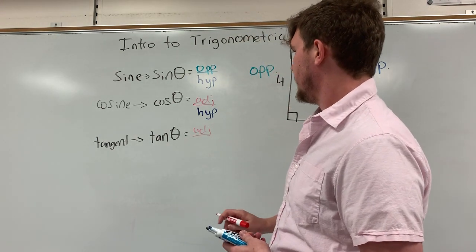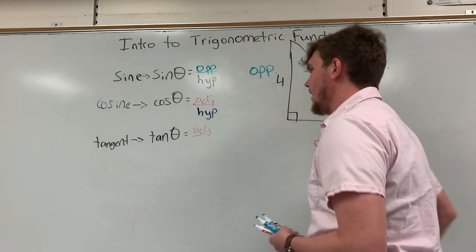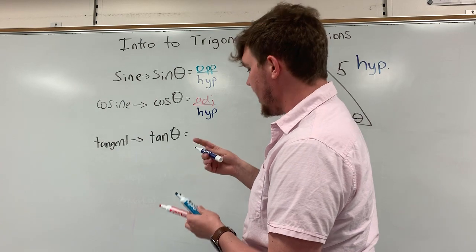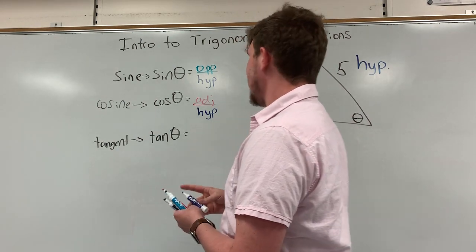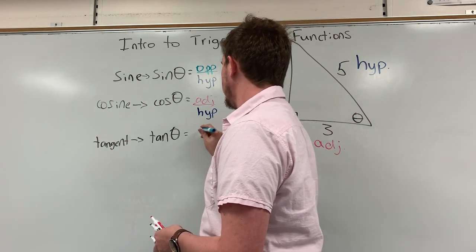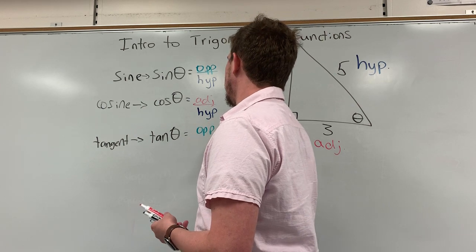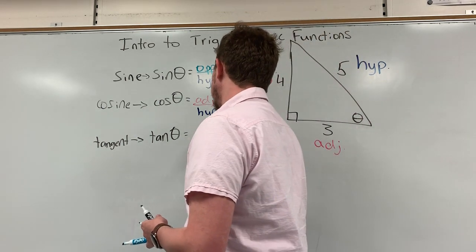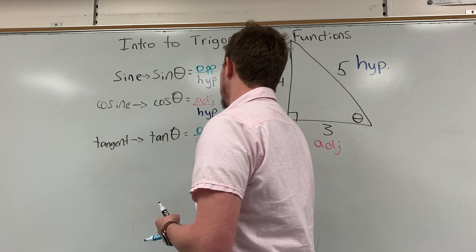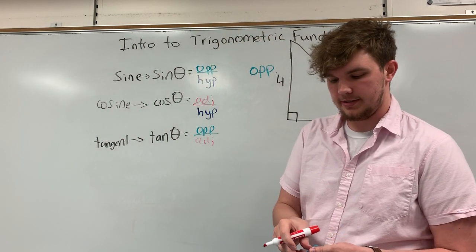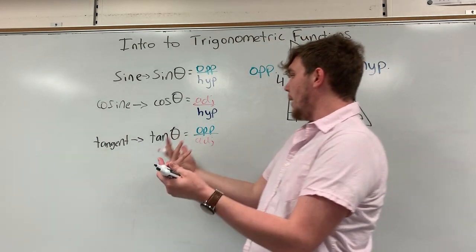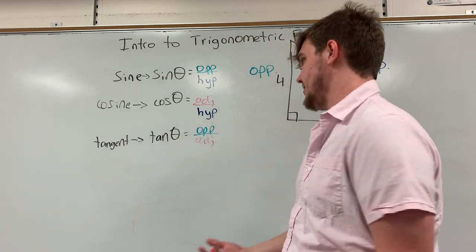Oh my gosh, I'm having a massive brain fart here. Tangent is always defined as the opposite side divided by the adjacent side. I'm sorry. This is what happens when you're not in school for over a month. So tangent is the opposite side divided by the adjacent side.